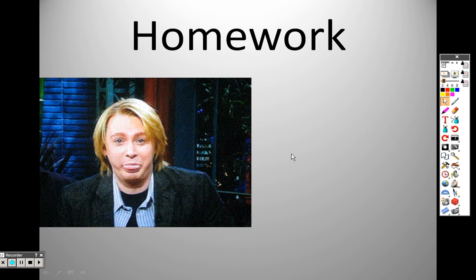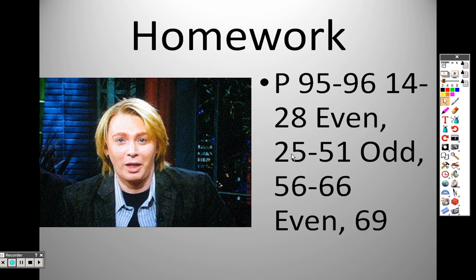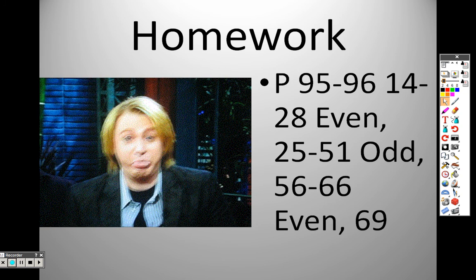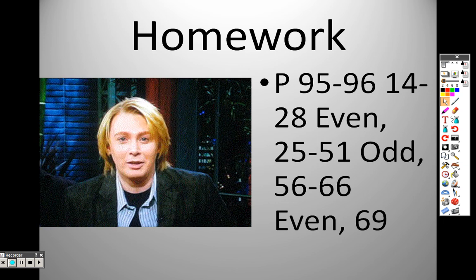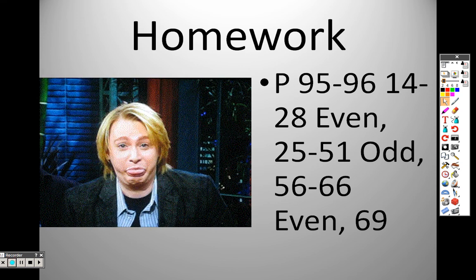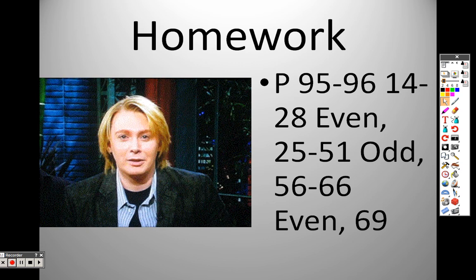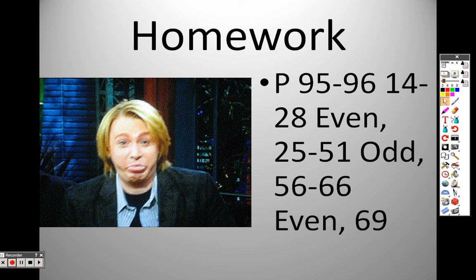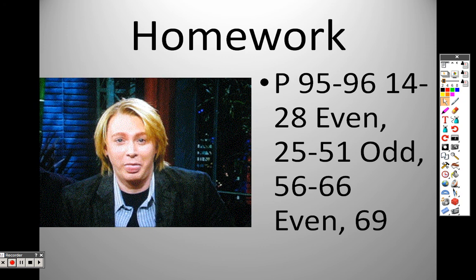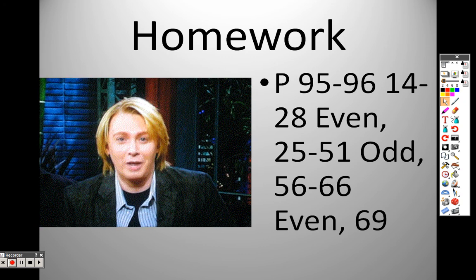Inconceivable! So there's your homework. Pages 95 through 96, 14 through 28 even, 25 through 51 odd, 56 through 66 even, and 69. Yes, it looks like a lot of problems, but keep in mind, most of them go together. They're grouped together in a series of problems, and some of those direct variation problems will take you like 2 seconds to do.